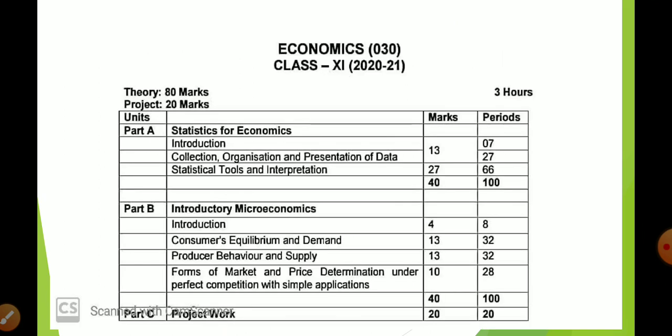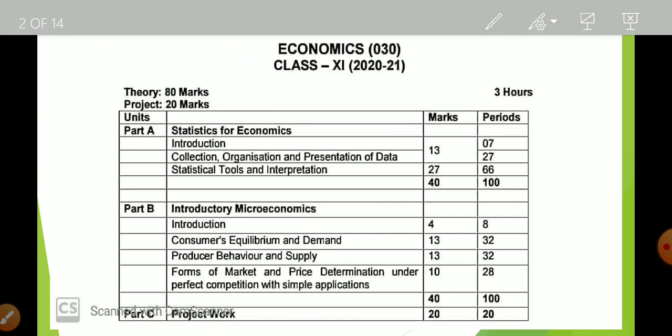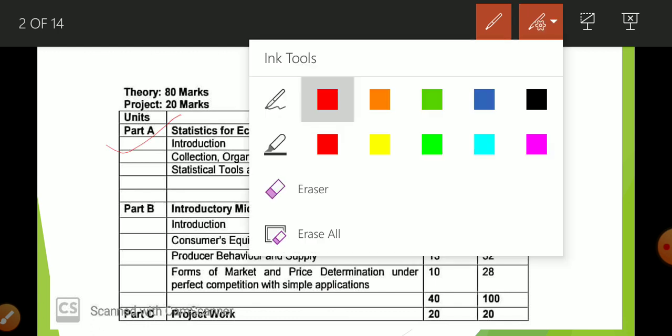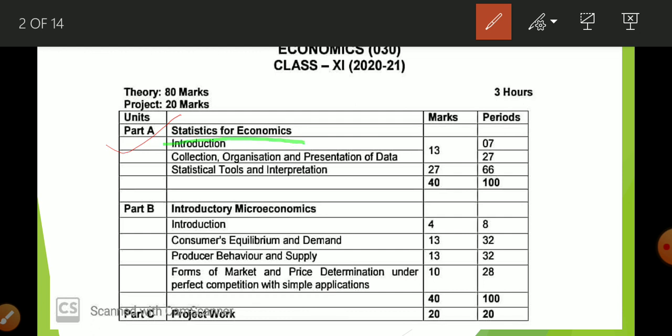In your class 11th economics subject, you are going to learn two books. First is part A, Statistics for Economics, and in part B you are going to learn the second book, Introductory Macroeconomics. In your half yearly examination and in your annual examination, the paper will be of 80 marks and 20 marks will be allotted for your project work.